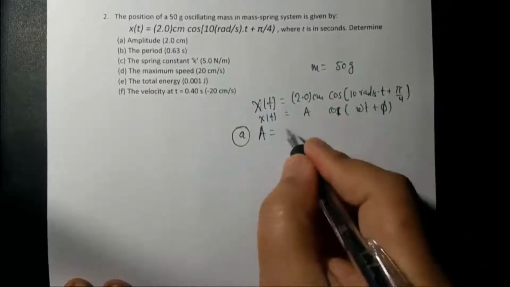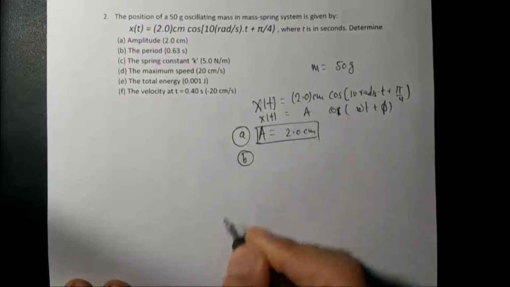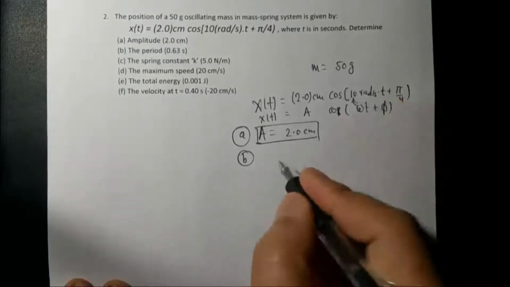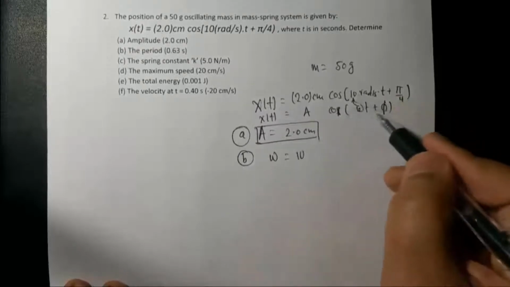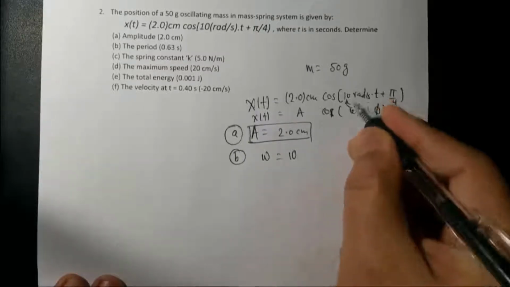So amplitude must be 2 centimeters. That's the first answer. What's the period? So the period, again, you have to compare omega, right? Omega must be 10 here. If you just compare with the standard simple harmonic oscillator equation, omega must be 10.